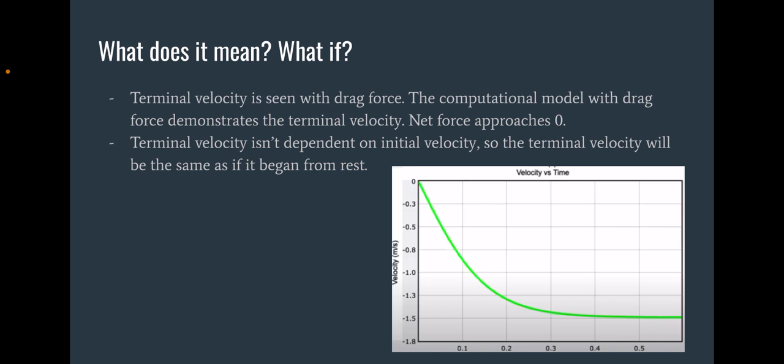And then, what if the object was thrown downwards? If the object was initially thrown downward, there wouldn't be a difference in the terminal velocity, because it would be the same as if it began from rest.